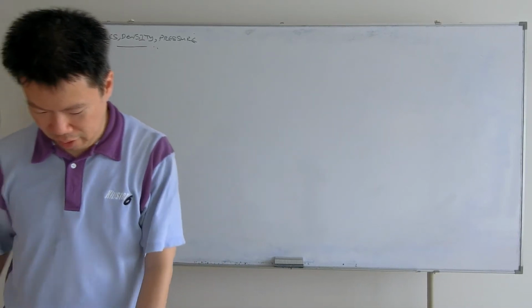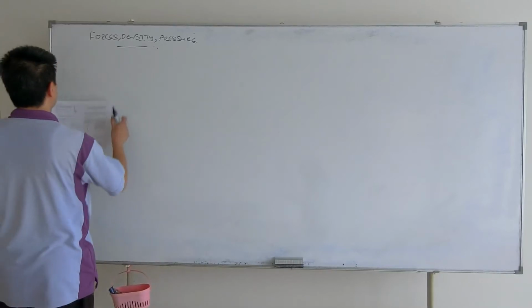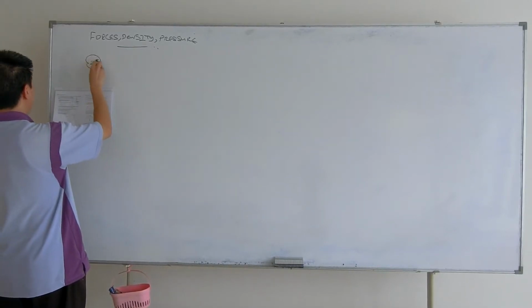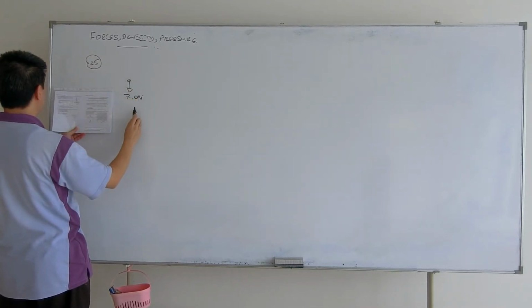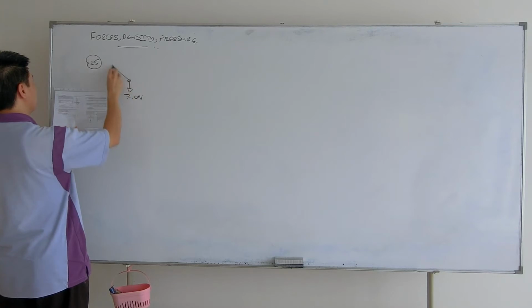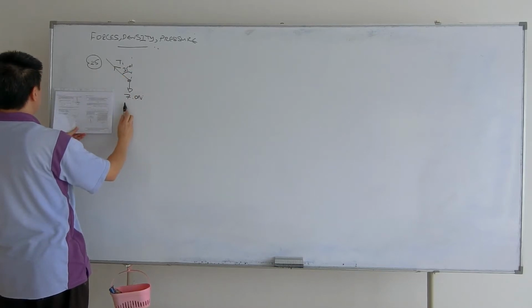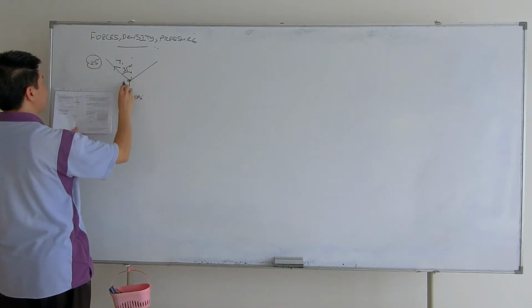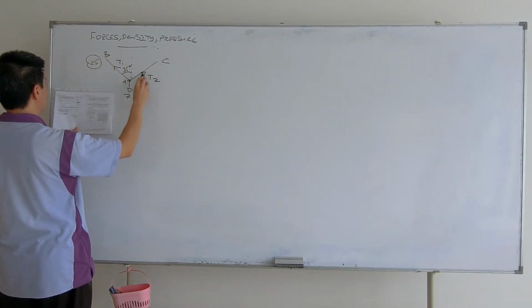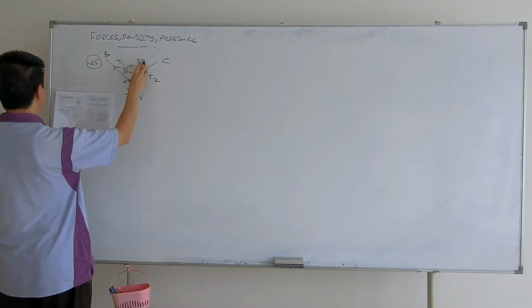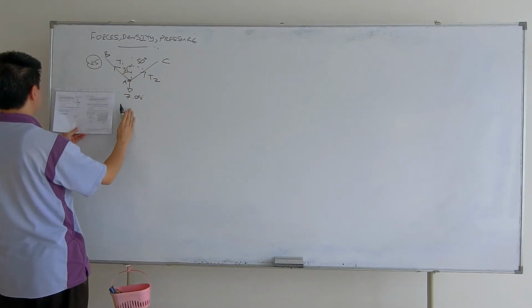Do question 25. A weight of 7 newtons hangs vertically by two strings, AB and AC, as shown in figure 25. AB is indicated by tension T1 with an angle of 35 degrees, and AC is indicated by tension T2 with an angle of 50 degrees.